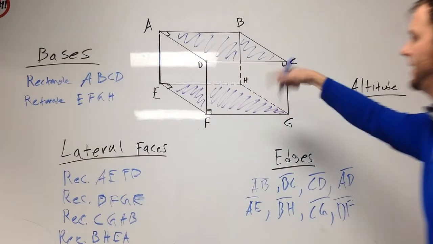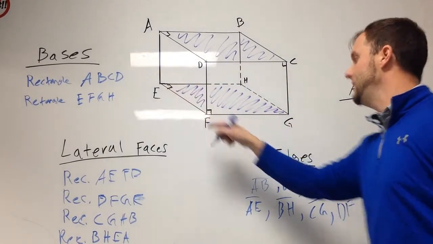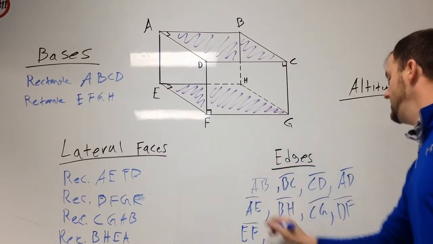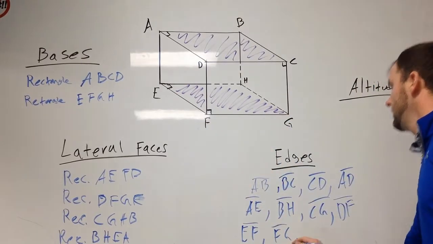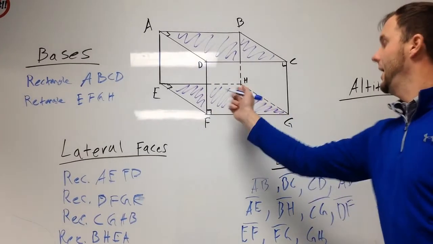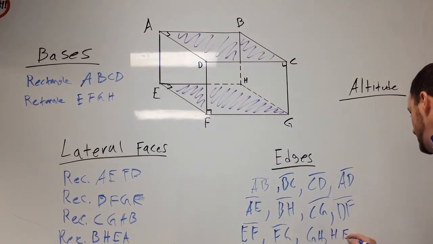And now let's go on the bottom here. So I'm going to start with this line. So EF, FG, GH, HE. And so, ladies and gentlemen, these are going to be all of your edges.